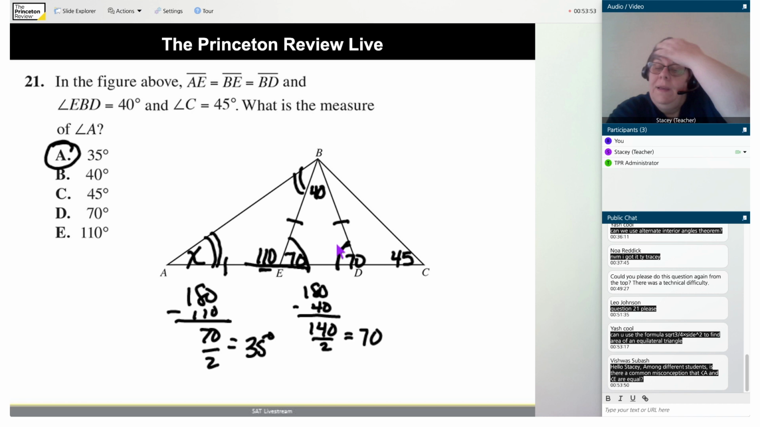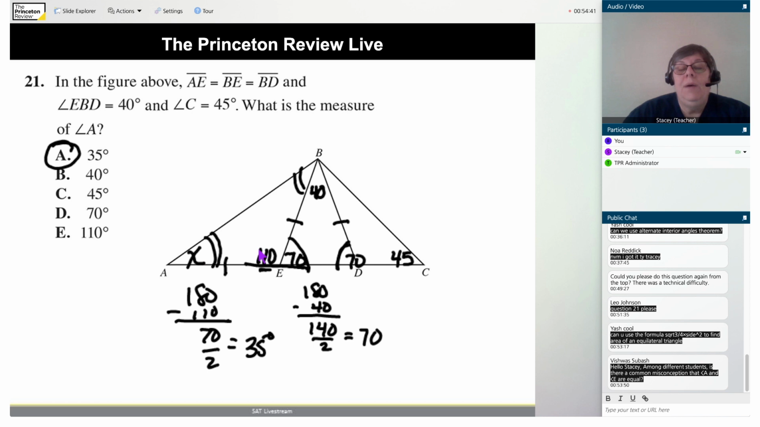Among different students, is there a common misconception that A and E are equal? Angle A and angle E. I would hope that just by looking at angle A and angle E, you could see this is an obtuse angle and this is an acute angle. I agree with you. We have the two equal sides and we have to make sure that our angles are opposite the equal sides. So A and this angle up here at B have to be equal, not these guys.